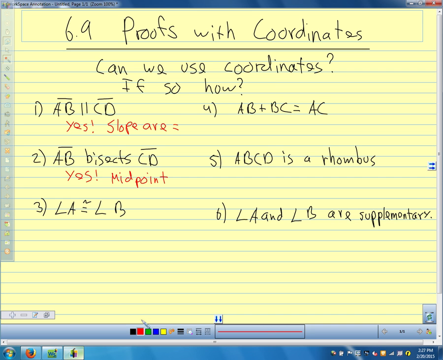All right. How about number 3? We are looking for angles. We want to figure out if these angles are congruent. Can we figure out if angles are congruent with coordinates, Tor? Tor says no. Okay, what do you say, Keone?